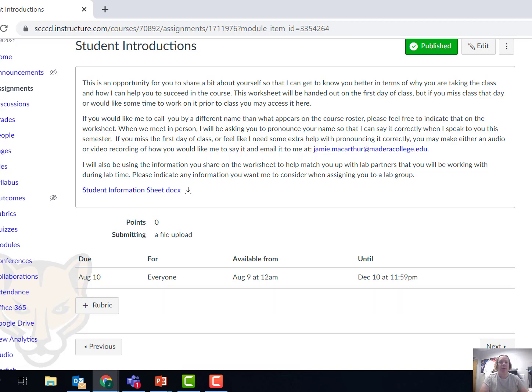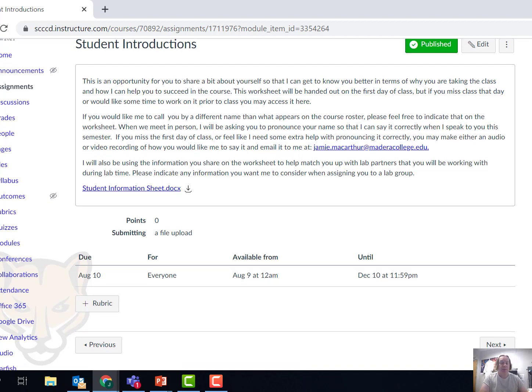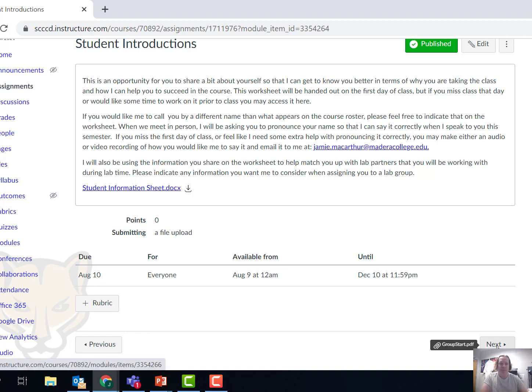So this will be something I will look at related to assigning you to lab groups. That's why I have this. So if there are particular concerns you have about who you want to be working with, what kind of people you want to be working with, that's what this is for. Again, I'll say a bit more about this when we meet in person, but if you wanted to see it beforehand so you're not caught off guard, feel free to look at this as well.